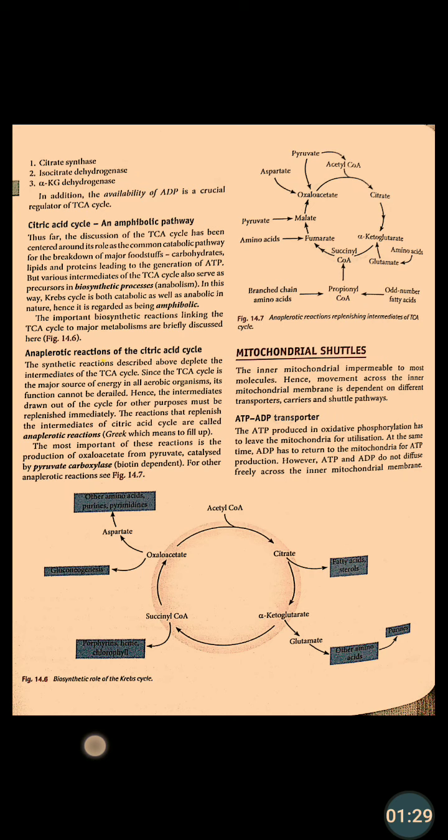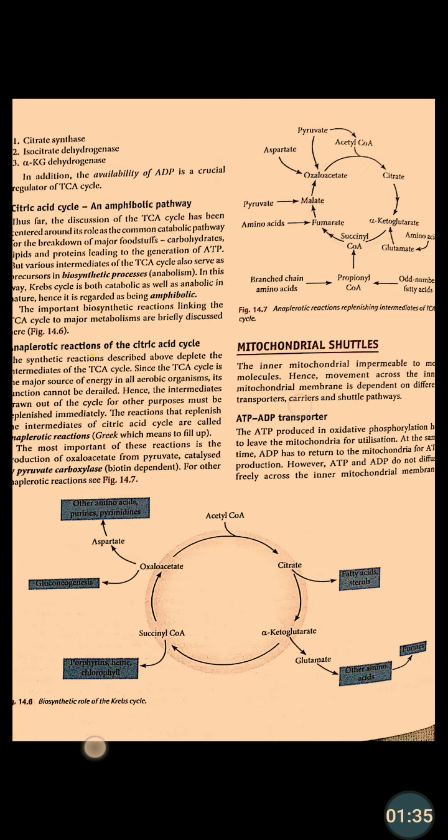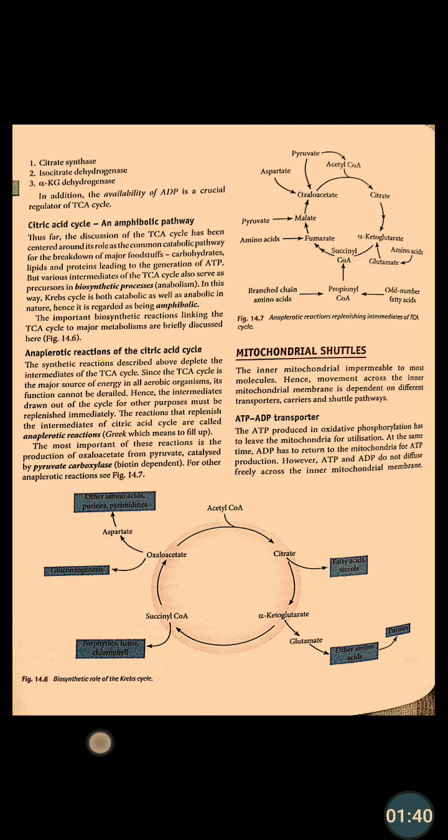So this shuttle, the ATP-ADP transporter, is to transport the ATP from mitochondria into cytoplasm and ADP from cytoplasm into mitochondria. Because mitochondrial membranes are semi-permeable, they cannot permeate the reducing equivalents like NADH2 or FADH2 or ATP or ADP across the membrane. It needs certain proteins like transporters and shuttles.